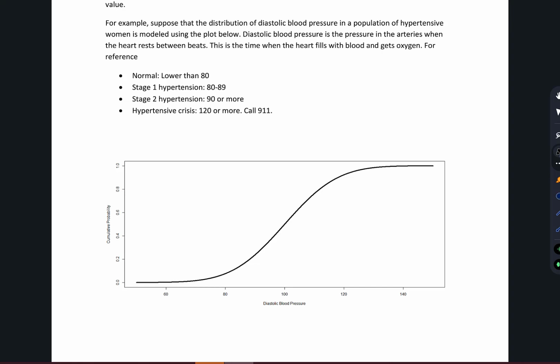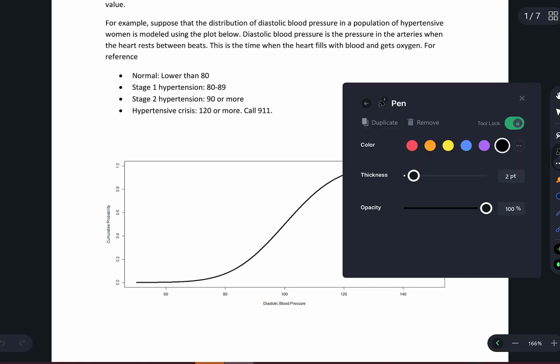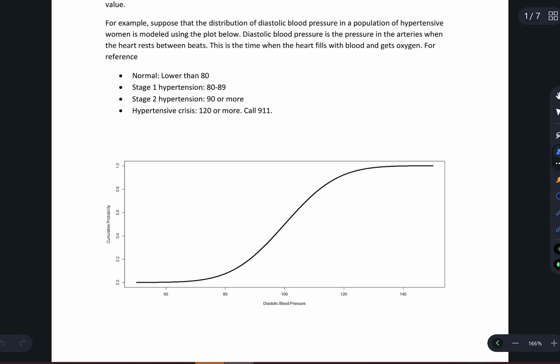So just looking at this plot here, let's first talk about what's going on in terms of the probabilities, and then we'll talk about how this relates to differential calculus and some of the things that we're going to be doing. So first of all, if we look along the x-axis, we have different diastolic blood pressures. And then along the y-axis, we have cumulative probabilities.